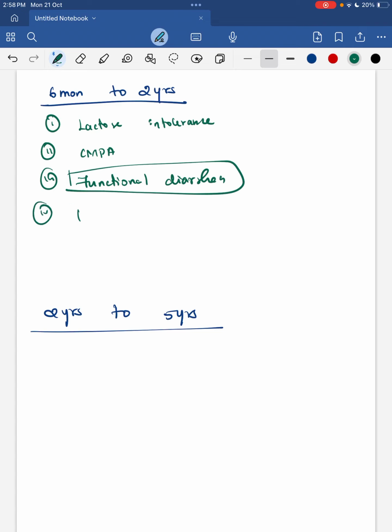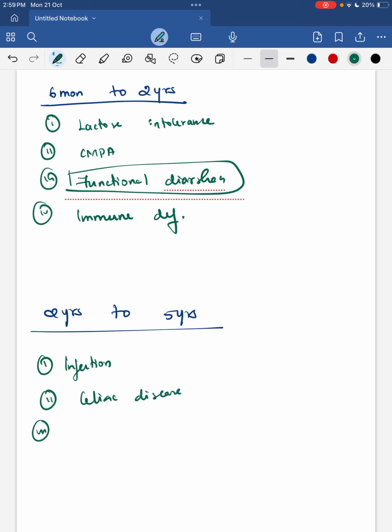Yes. Next, when a child is between 2 years to 5 years, the causes are infection, secondly celiac disease, third immune deficiency, fourth secondary lactose intolerance, fifth inflammatory bowel disease.